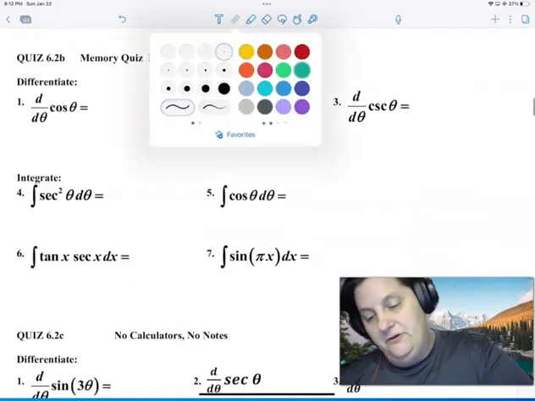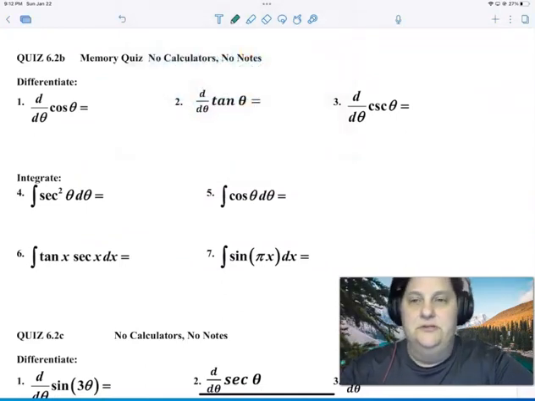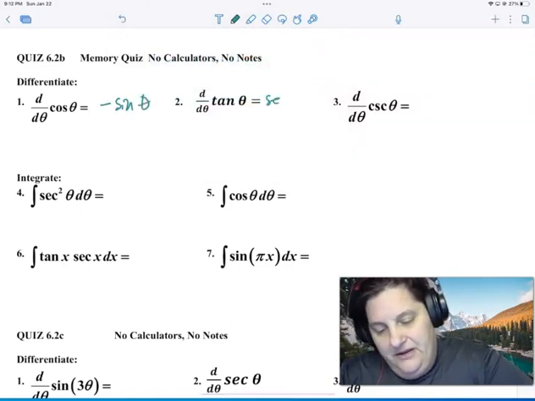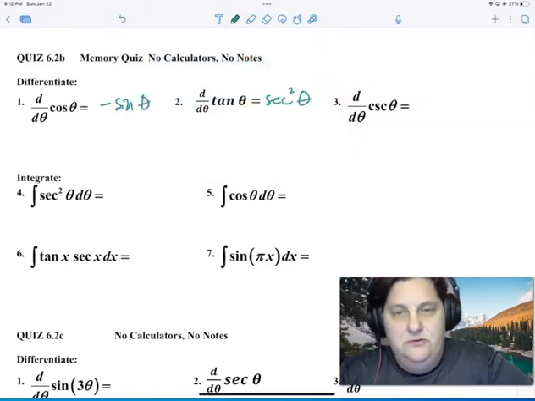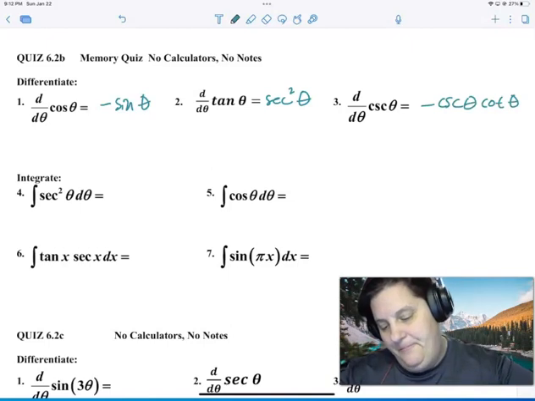Okay, great. Here's another memory one. Let's see how we do. Oh, there's some fun colors. All right. The derivative of cosine, negative sine. The derivative of tangent, secant squared. The derivative of cosecant, negative cosecant cotangent.